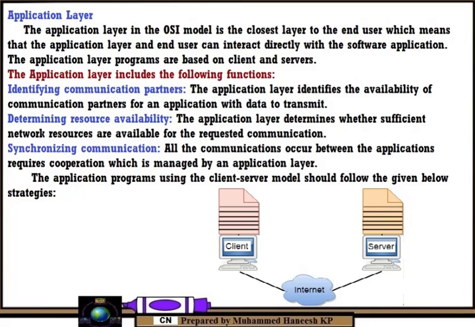Functionalities of the application layer are: first one, identifying communication partners. The application layer identifies the availability of communication partners for an application with data to transmit. Next functionality, determining resource availability. This layer determines whether sufficient network resources are available for the requested communication.